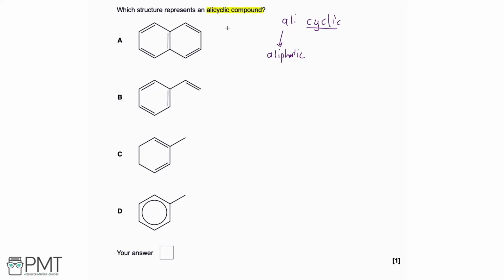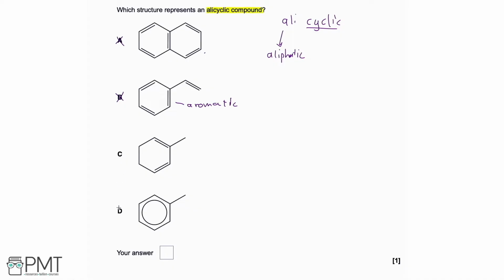So in this question, we're looking for a compound that has a cyclic system that isn't aromatic. So it doesn't have a benzene ring, for instance. B, for example, has a benzene ring, so that's aromatic. So our answer isn't going to be B. A has got this really large aromatic system. It's two benzene rings that are stuck together. So this is also not our solution. It isn't aliphatic, even though it's cyclic.